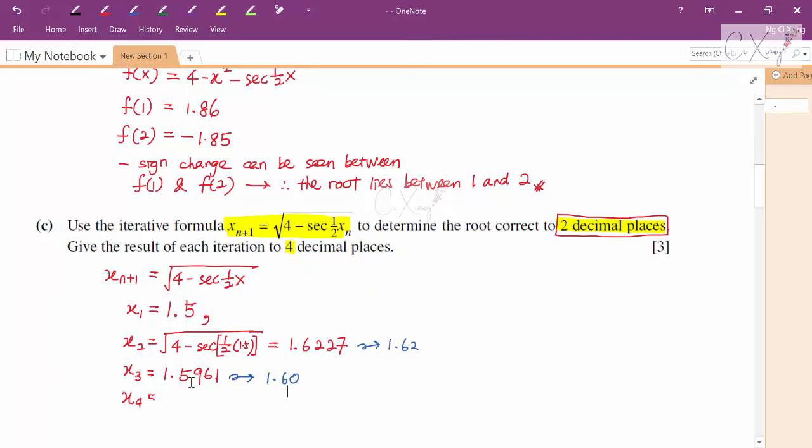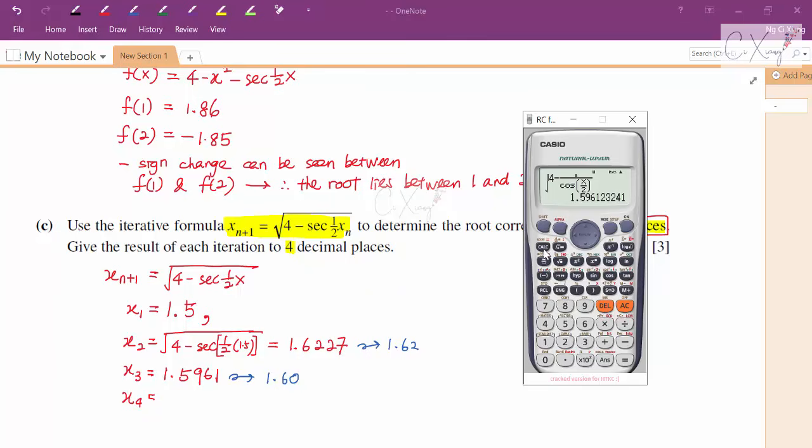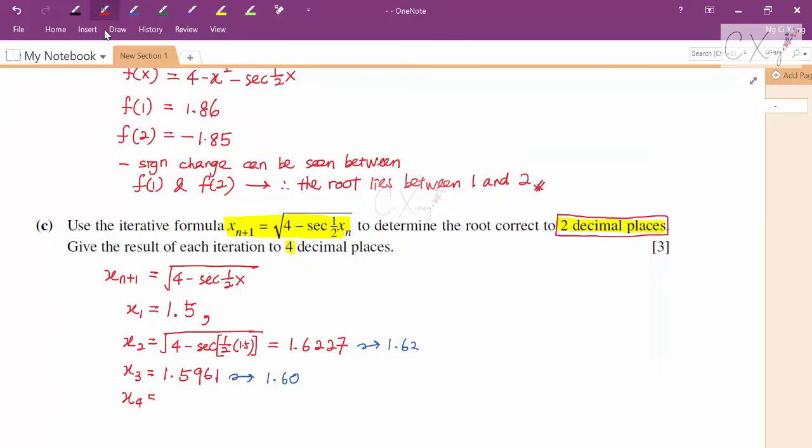To find x4, you have to insert the 1.5961 into your iterative formula. So let us start again. Press calculate and then key in the value 1.5961 and press the equal sign. And this is your next iteration, which is equal to 1.6024. So I have 1.6024 to 4 decimal places.